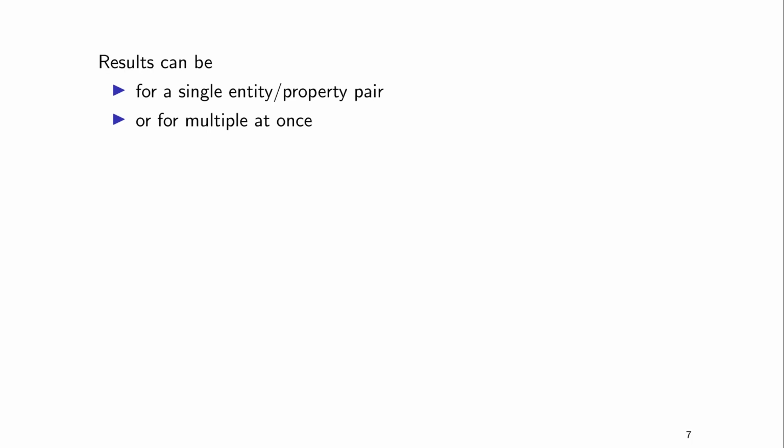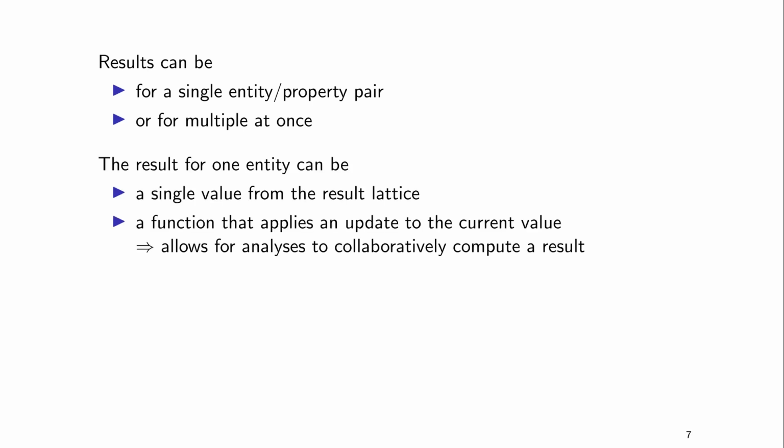Analyses are also flexible in how they return their results, either one result at a time or multiple results at once. These results can either be a single value taken from the result lattice or a function that applies some delta to the current state of the analyzed property. This allows for several analyses to collaborate in the computation of a single result.